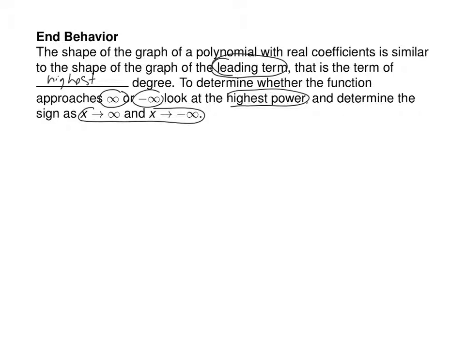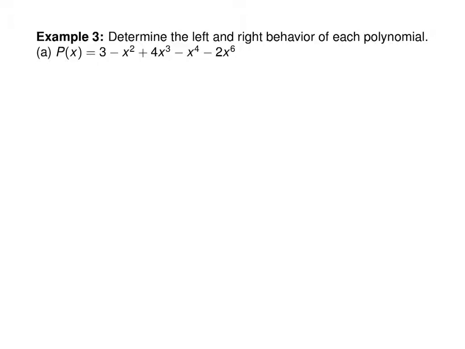I think the next one has that problem, right? So rearrange this so that the largest power is first and the smallest powers are last. Negative 2x to the 6th. Minus x to the 4th. Did you guys get the same thing when you rearranged? Negative 2x to the 6th minus x to the 4th plus 4x cubed minus x squared plus 3.